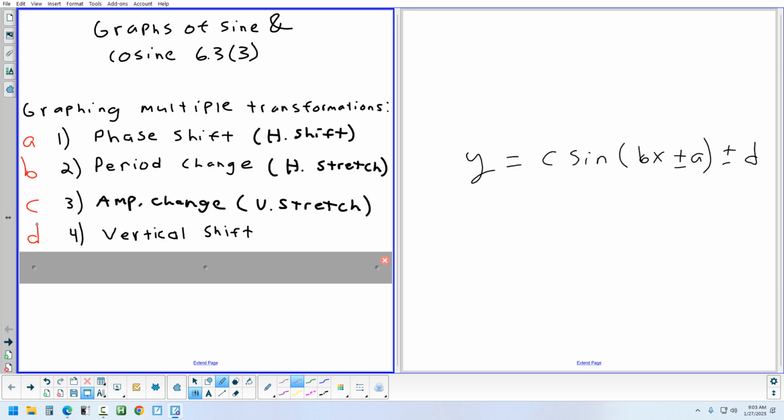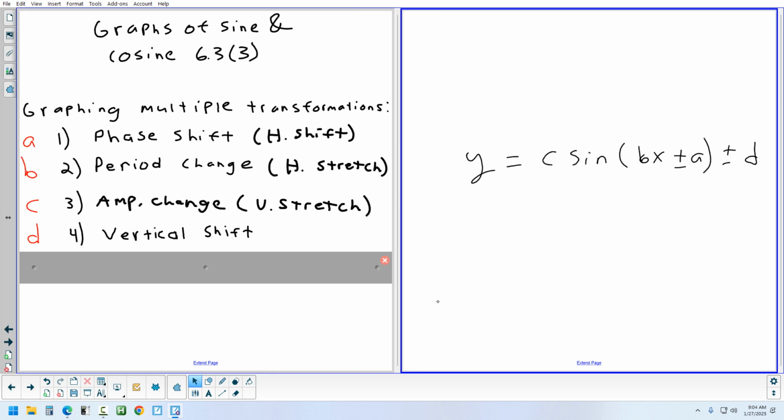And the only thing I didn't mention about B and C is if B or C is a negative, what does that cause your graph to do? Yep. Causes it to flip. Okay, that would be a reflection. B would be a horizontal reflection. C would be a vertical reflection. All right, so any questions on the order of the transformations?